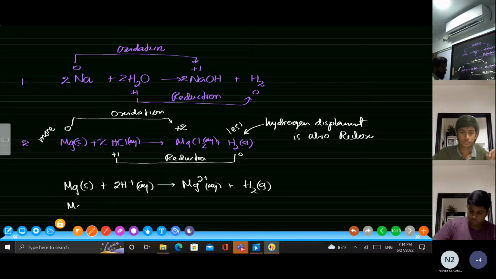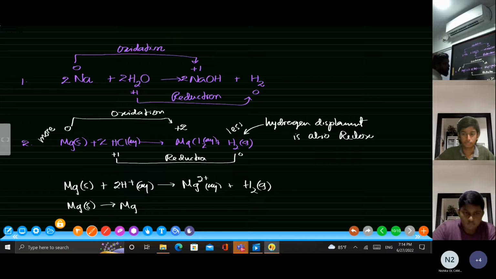If I further write, in this case, magnesium has given out electrons. How do we know that? Because we just realize it's an oxidation. Oxidation number, loss of electrons, right? So this is called ionic equation.